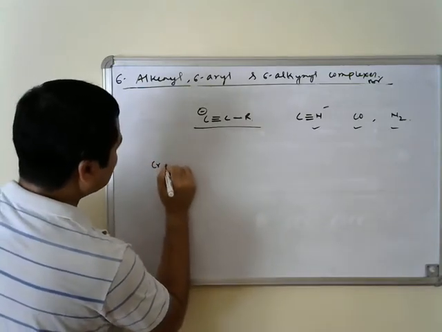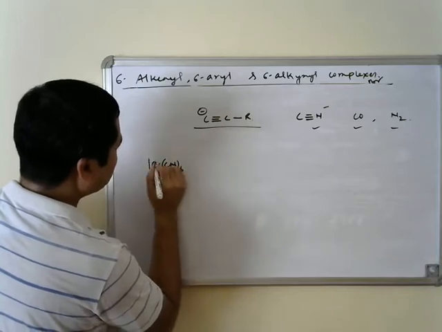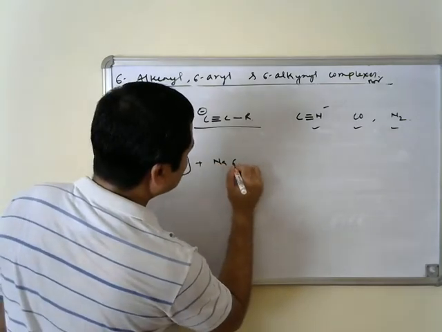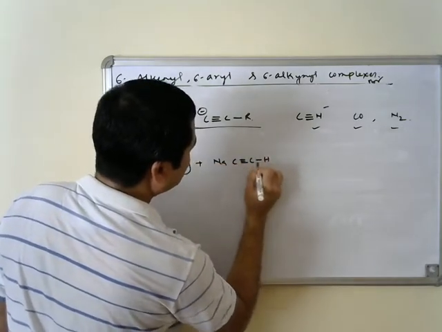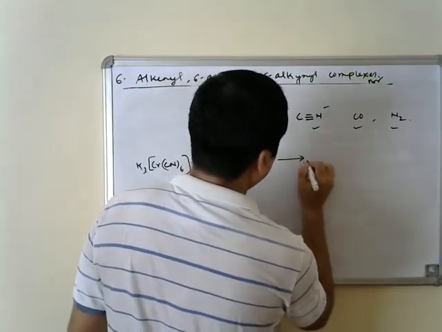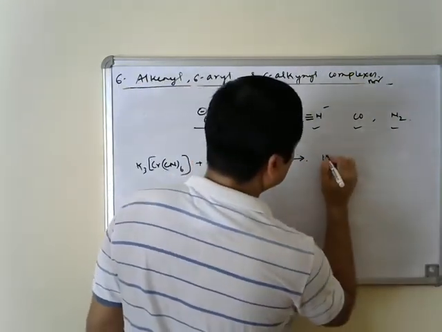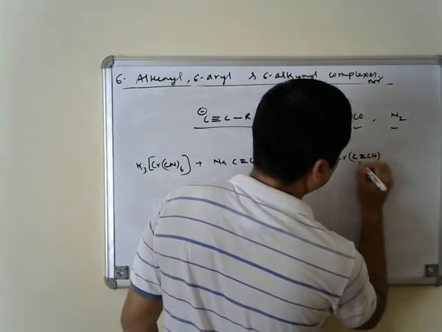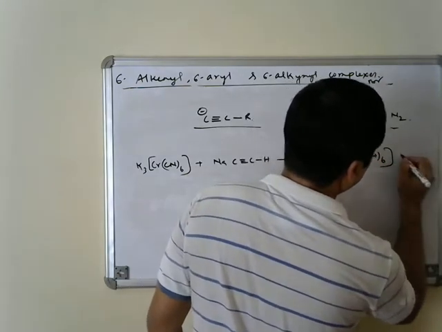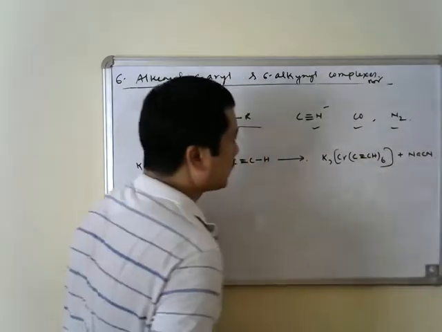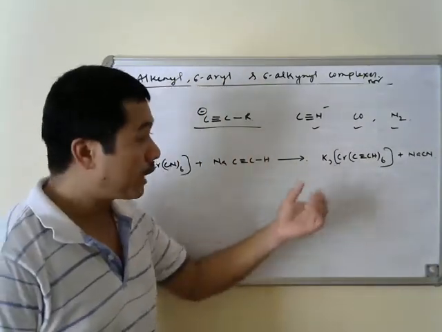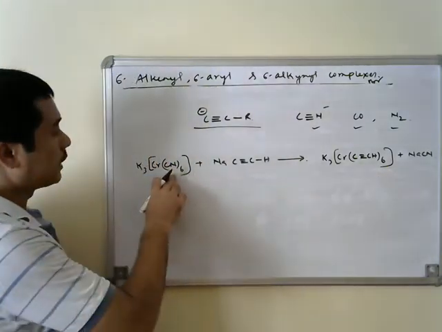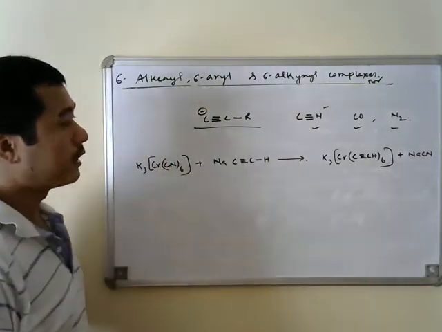So you can start with, say, cyano complexes, and then do a reaction with, say, sodium acetylide, and then you can replace the cyanide ligands and prepare the acetylide complex, or sigma alkynyl complexes, in this particular way. So here you see that instead of 6 cyano groups, we have 6 acetylide groups.